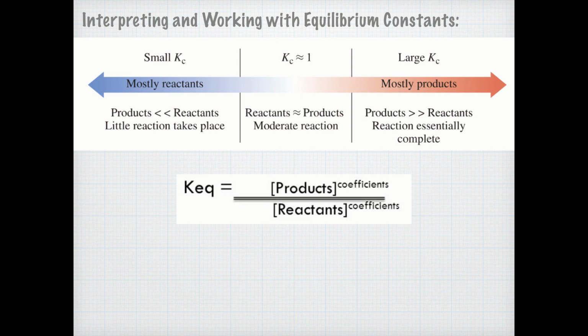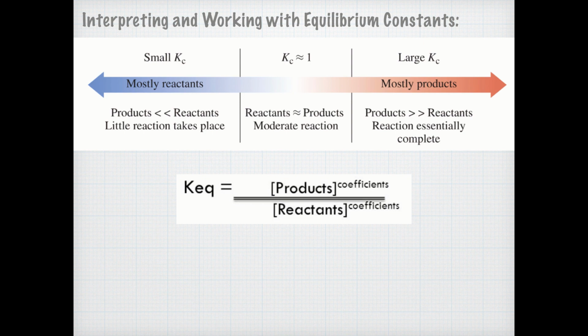Now, how did I determine this? Well, keep in mind that the equation for your equilibrium constant is products over reactants. So if your KEQ is greater than 1, that means you have more products than reactants, because the value of your numerator is larger than that of your denominator. While if your Kc or your KEQ is less than 1, that means you have more reactants.